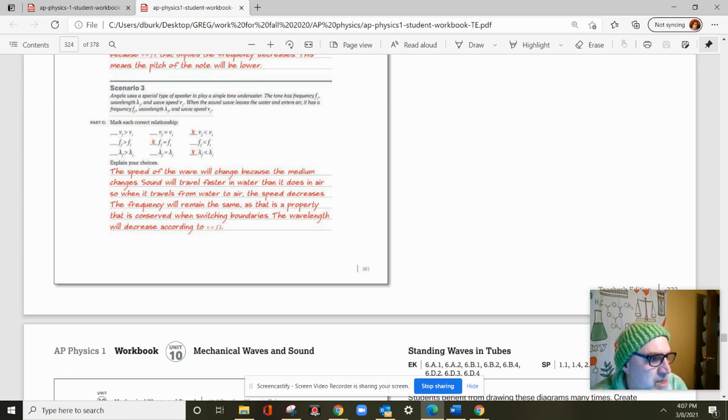So this sound is going to jump out of the water, and we're definitely going to slow down. And the frequency is going to stay the same because the frequency is created by the speaker. The speaker is making a frequency, and we can't change what the speaker is doing just because the sound jumps out of the water. So if the speed slows down, then the wavelength will get smaller. The speed and the wavelength will both track each other.